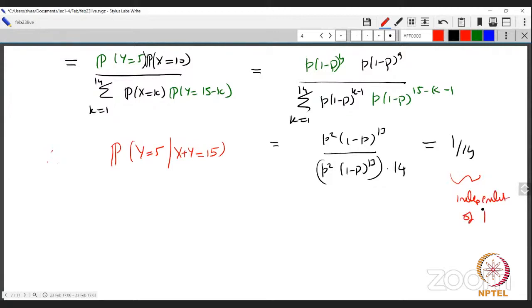That's the part of the problem I'd like to emphasize for you to understand. Is that clear? That's the importance of this problem. If I fix the sum, then conditional on the sum, y is just 1 over 14. There's no dependence on p. P can be anything you want. So if you take 15 tosses for x plus y for getting 2 successes, then the first success coming in fifth is just 1 over 14, any one of the 1 to 15 ones.